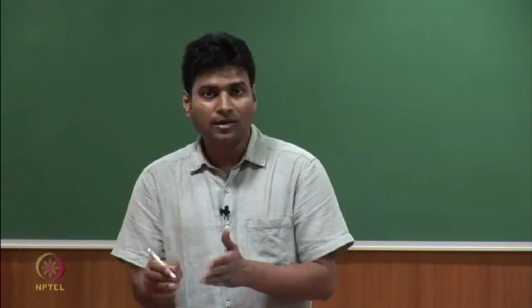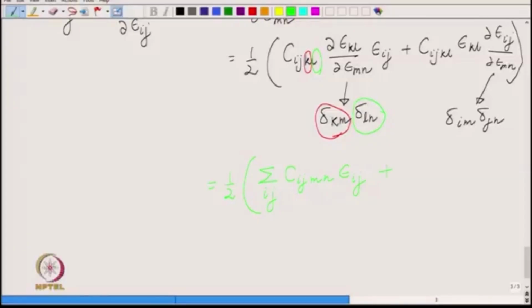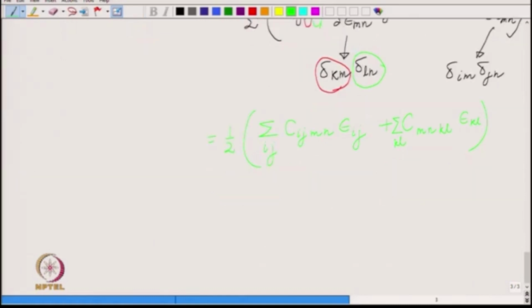Likewise, what do you get from the second term here? So, you see you have delta im. So, the summation over i will be gone and i will be replaced with m, and likewise summation over j will be gone and j will be replaced with n. Okay. So, we will have C mn kl times epsilon kl, and here we have summation over kl, is not it? And we know that this is sigma mn.